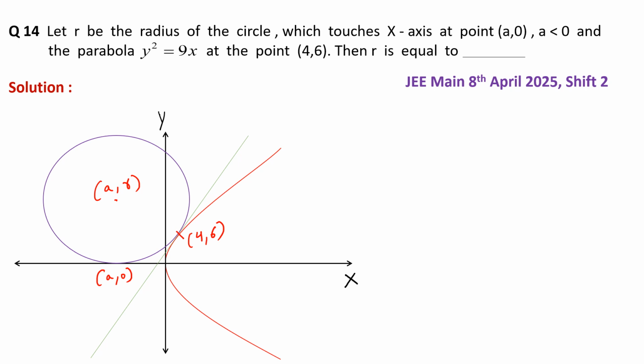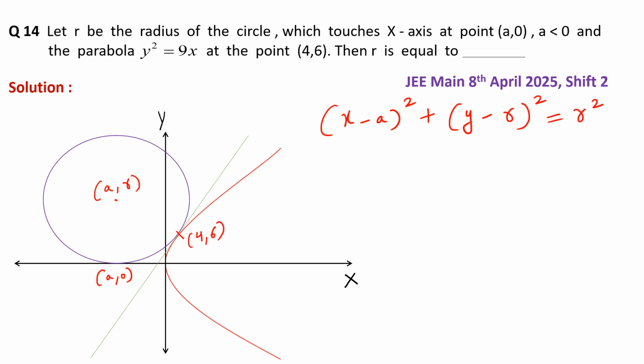Now since the circle is touching the x-axis at the point (a, 0) and its radius is r, I can say that the coordinates of the center of the circle will be (a, r). So hence the equation of the circle can be written as (x minus a) whole square plus (y minus r) whole square equal to r square.